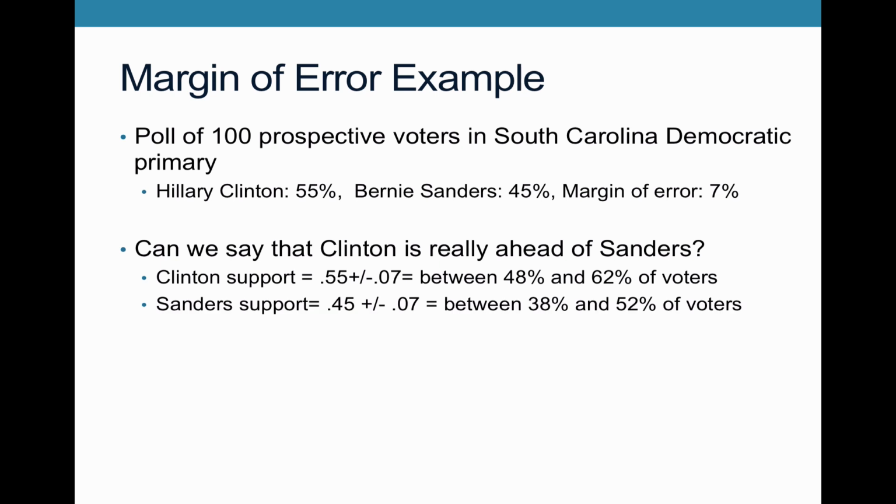For Sanders, we do the same procedure. 45% is a proportion of 0.45, plus or minus our margin of error of 0.07. So that means Sanders' real level of support is between 38% and 52% of voters. The key here is that the intervals are overlapping. This means we're not actually sure if Clinton's really ahead. Look at this: the 48% lower bound for Clinton, and the 52% upper bound for Sanders. That means there's a possibility that they are even, that it's neck and neck. So we're not able to say with a lot of confidence that Sanders really is losing to Clinton. It's a dead heat here.